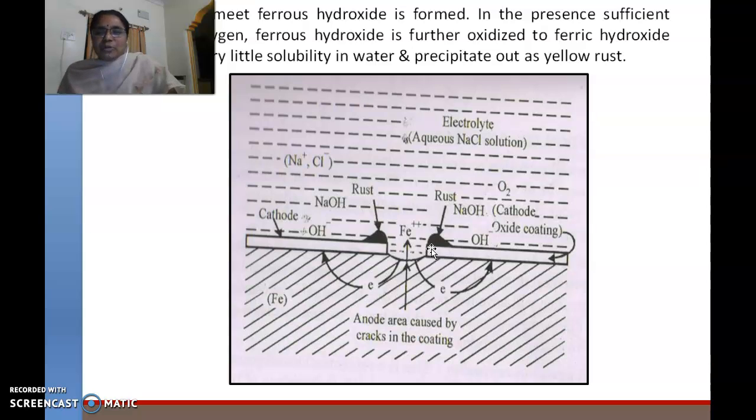And finally, I want to conclude that the corrosion product is somewhere in between the anode and cathode, right? So in the next class, I will explain the various factors influencing corrosion, so that if you know the factors, then you can prevent it, or you can make a precautionary measurement, right?